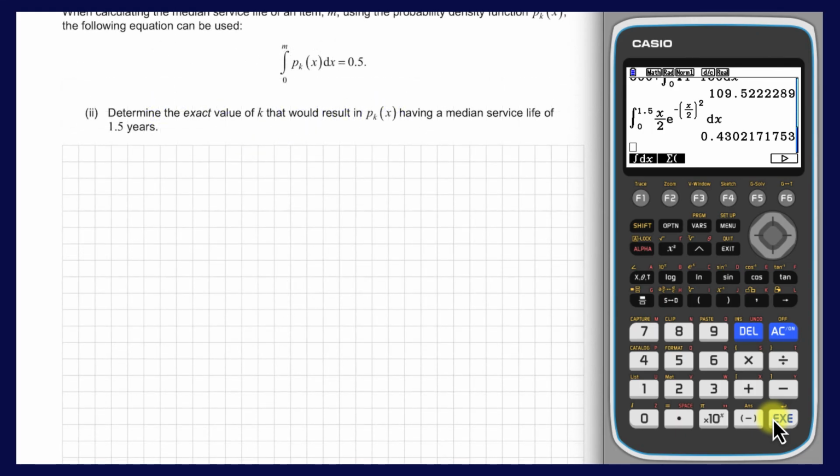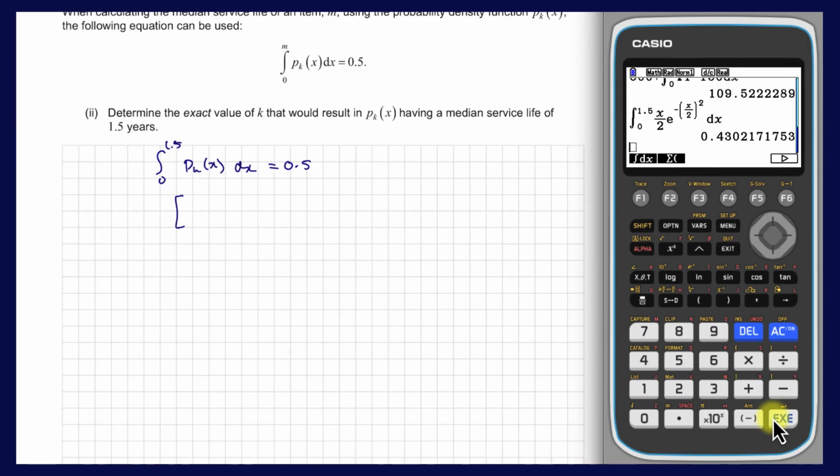Okay, B part 2. We are now thinking about the integral from 0 to m of p of k dx equals a half. In other words, this is the median statement we had before. And we're interested in the value of k such that this median life would be 1.5 years. So in other words, the m value is 1.5. So now we're thinking about the integral from 0 to 1.5 of pk of x equals a half. Now, the expression that we had previously is in fact the expression for pk of x.